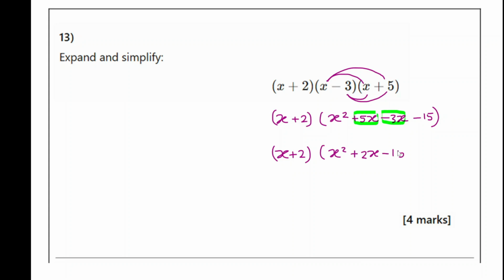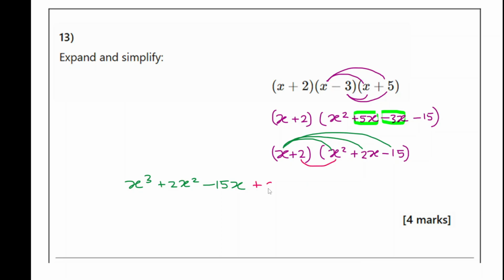Now, with each term, you need to multiply the second one. X times x squared is x cubed. X times 2x is 2x squared. X times negative 15, negative 15x. Let's multiply by the 2. 2 times x squared, 2x squared. 2 times 2x, 4x. And the last number is negative 30.